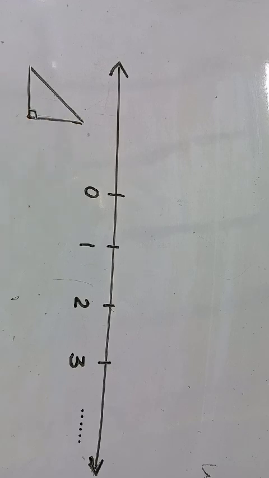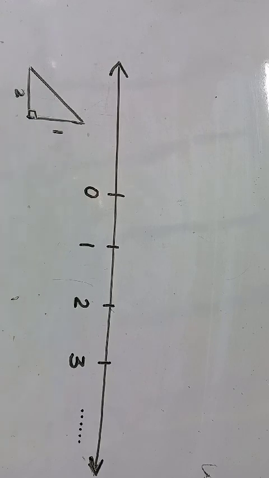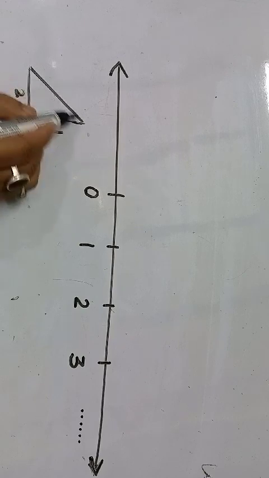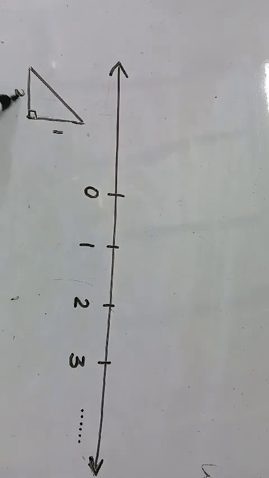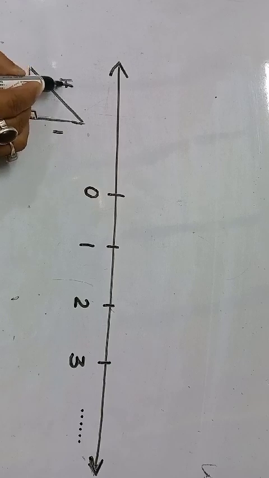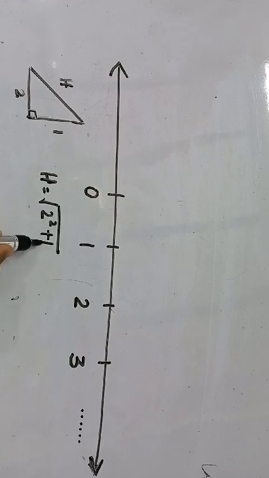Suppose the base is 2 and the perpendicular is 1. In terms of units, let's say 2 centimeters and 1 centimeter, or 2 units and 1 unit. By Pythagoras theorem we all know that this hypotenuse, this h, can be calculated as root of this square plus this square, under root 2 square plus 1 square.